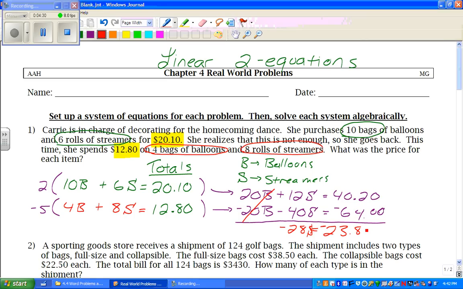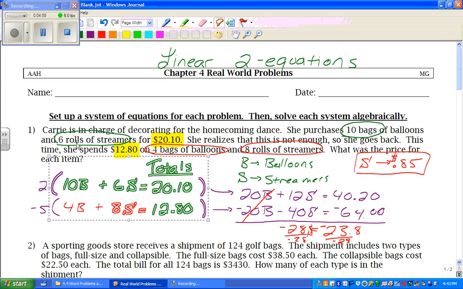So to get S by itself, you're going to divide both sides by -28, and you get 0.85. So that means that each roll of streamers costs you $0.85, or 85 cents.